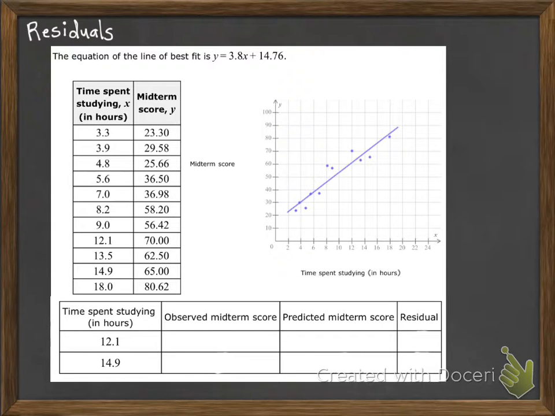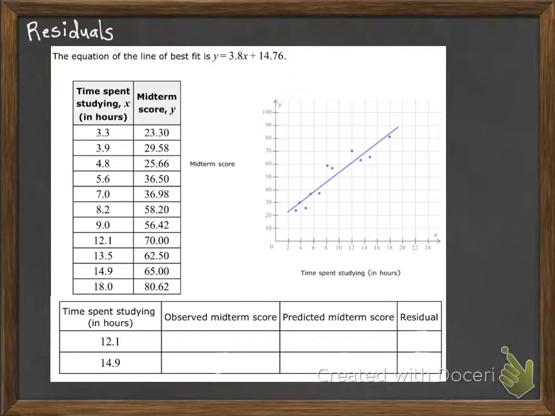Once we have a line of fit, we can calculate residuals, comparing how close each point is to our line of best fit. In this example, we have a table showing the amount of time that someone has spent studying versus their midterm score. This has been graphed on a graph with x and y axis, where x is the time spent studying and y is the midterm score. And we've already found an equation: y equals 3.8x plus 14.76.